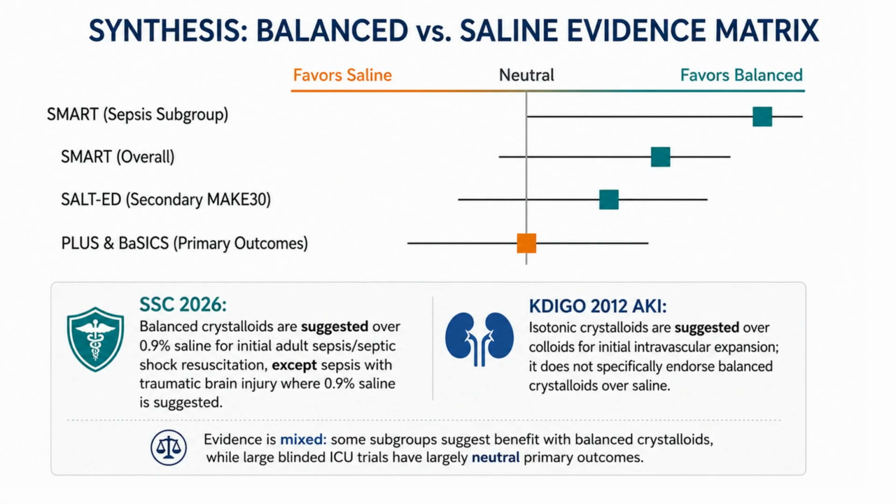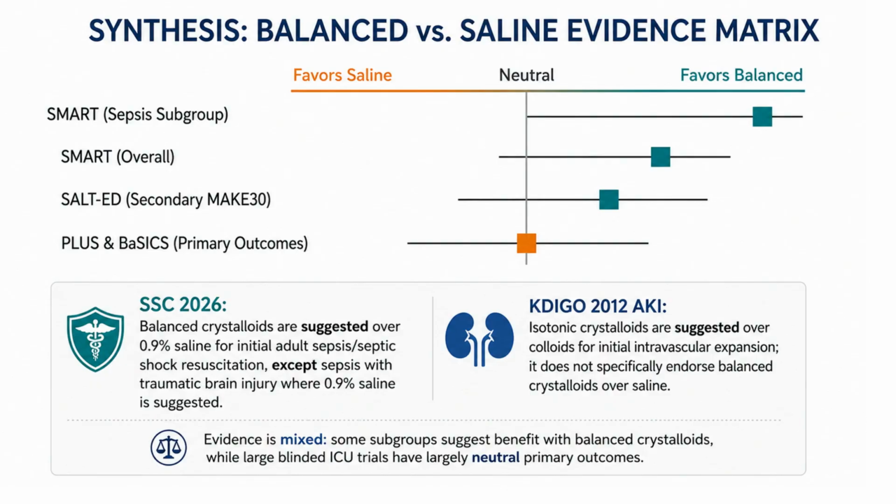When we synthesize the evidence, the signal is not binary. SMART overall favors balanced crystalloids slightly. The SMART sepsis subgroup favors balanced crystalloids more strongly, but as a subgroup signal. SALT-ED shows a secondary kidney outcome benefit. PLUS and BASICS are largely neutral for primary mortality outcomes.